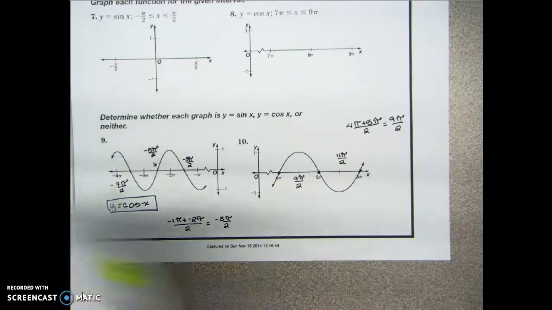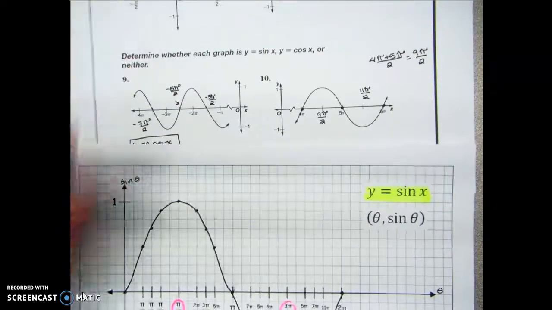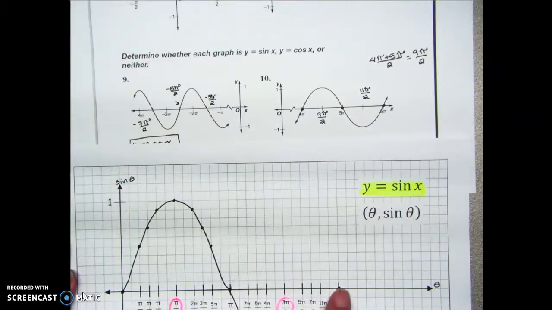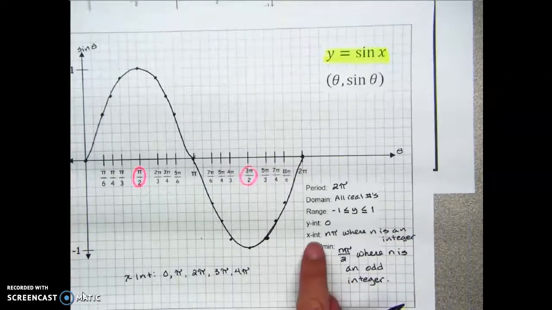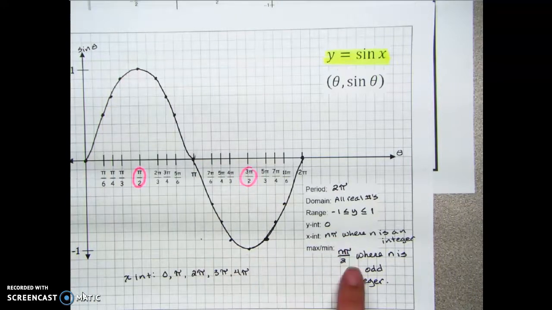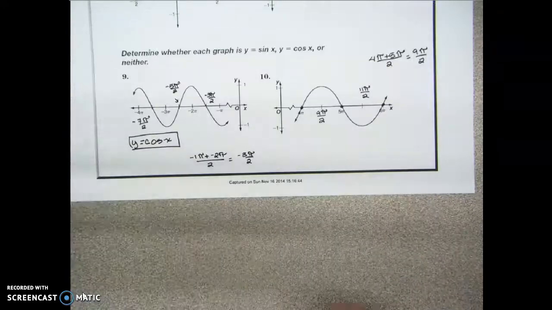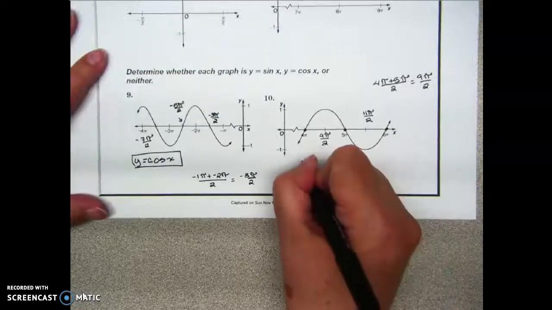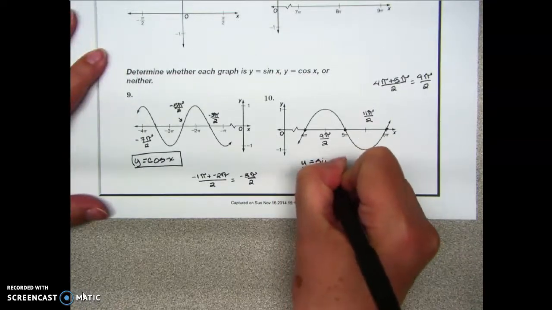So I need to pick the graph that has x-intercepts at regular pi's. So notice for the sine function, my x-intercepts are integers times pi, and then my maxes and mins are at the odd pi over 2. So that tells me that this is y is equal to the sine of x.